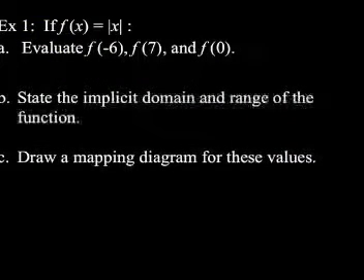For the first example that we'll do together, we've got f of x equals the absolute value of x. We want to evaluate f of negative 6, f of 7, and f of 0. So those are our input values, the negative 6, 7, and 0. Then we're going to state the implicit domain and range of this function. And finally, for part C, we're going to draw a mapping diagram for these three values.